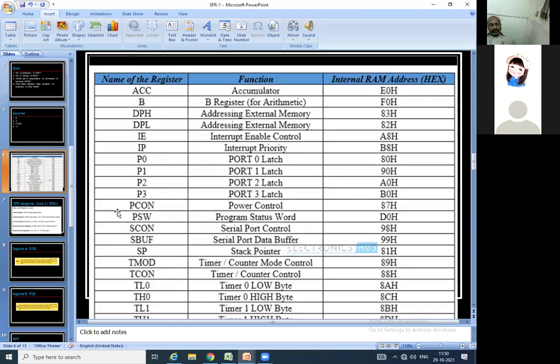So this power control is also very important as far as the power controlling is needed for this 8051. The additional facility here is the sleeping mode. If some operation is running internally, at that time the others have to go to sleep. So that saving of power is possible in this 8051.